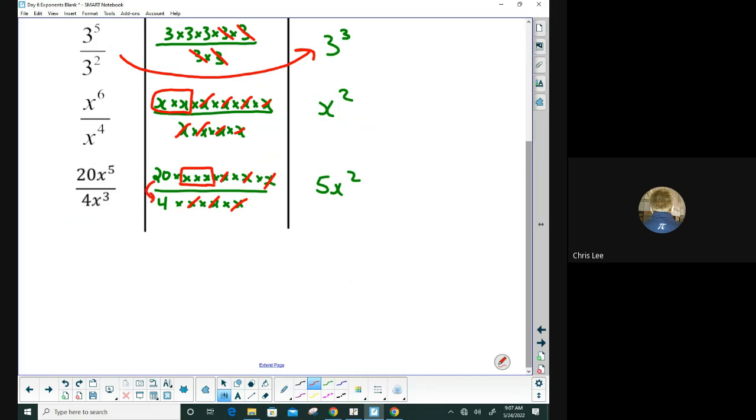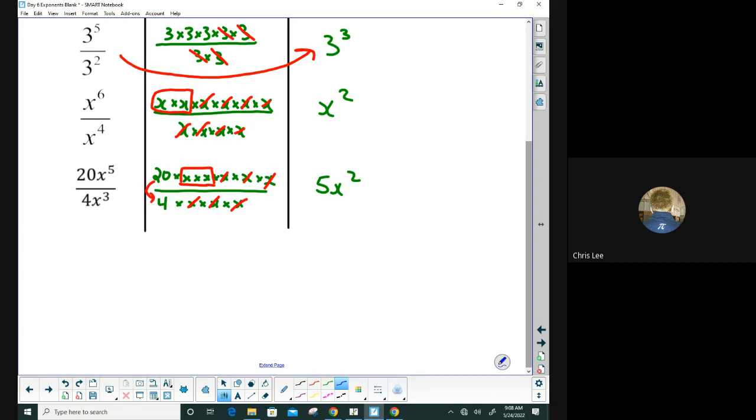So as we suspected, all the x's will disappear and you're only left with 2 of them, which is x squared. And then the number is just 20 divided by 4, which is 5. And again, we don't want to write this out every single time. So I'd like to just use the rule regardless of how big the numbers are.